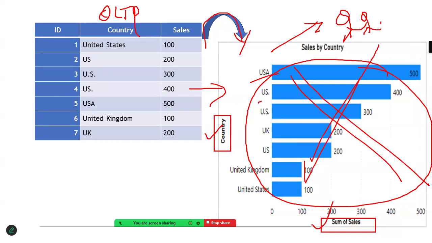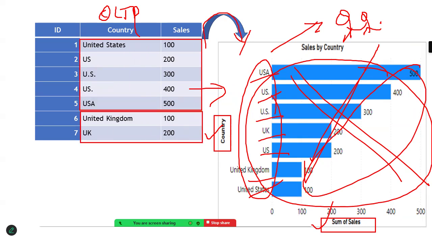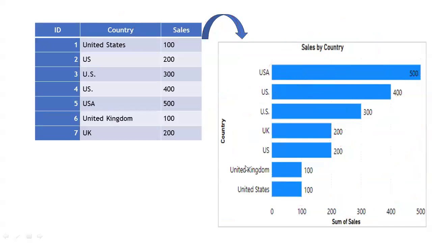This report is telling that we are doing business in 7 different countries, with 7 different names and 7 different sales values. In reality, we are not doing business in 7 different countries. We are doing business in only 2 countries: one is United States, the second is United Kingdom. They are not expecting to see 7 sales values. They're expecting to see only 2 sales values.